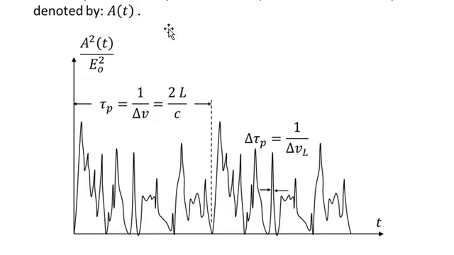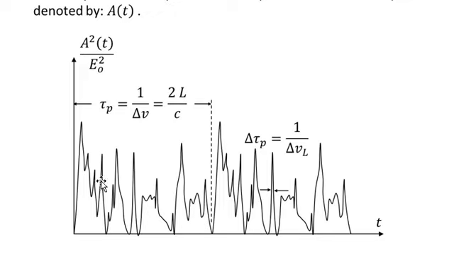So you see that I have plotted normalized intensity. A square of t is the intensity as a function of time, and I have normalized it with the intensity of the individual mode, which has amplitude E naught. So A square of t is the intensity of all the modes combined together divided by the intensity of the individual modes. So this is a plot of the output intensity from the laser, and this is the normalized intensity.